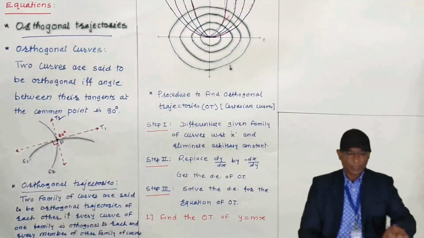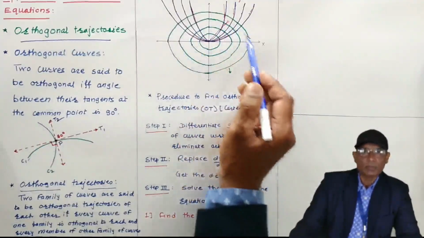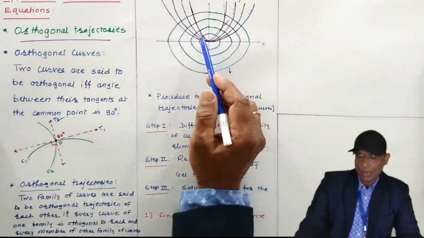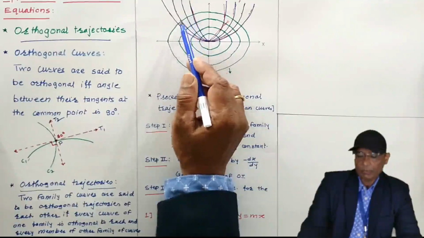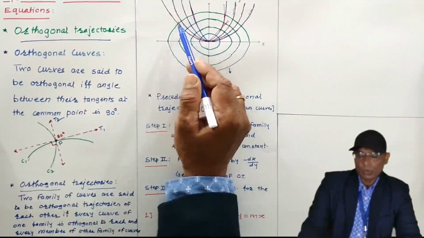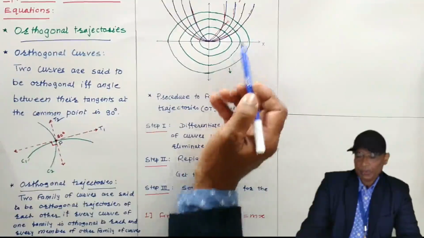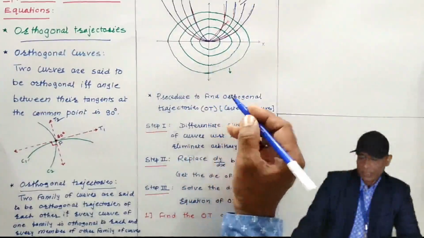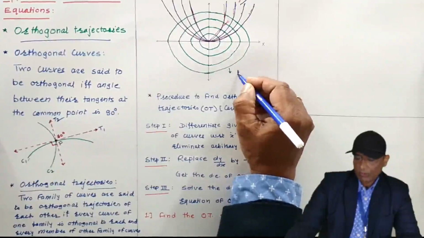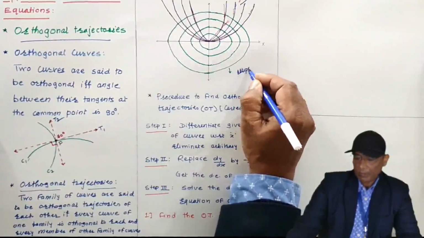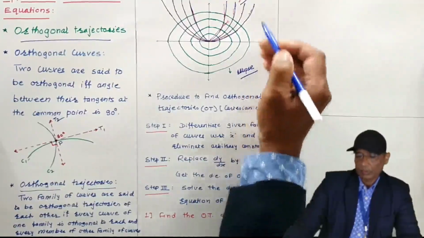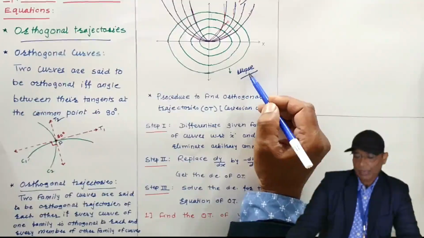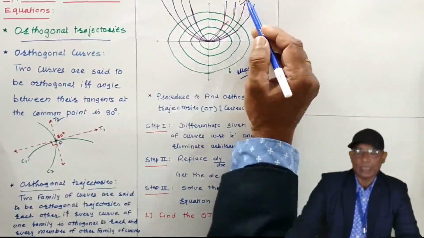Here, the green curves are a family of ellipses, and the blue curves are a family of parabolas, and each and every member of the parabolas is orthogonal to each and every member of the ellipses. Therefore, the family of parabolas is said to be the orthogonal trajectory of the family of ellipses, and the family of ellipses is said to be the orthogonal trajectory of the family of parabolas.